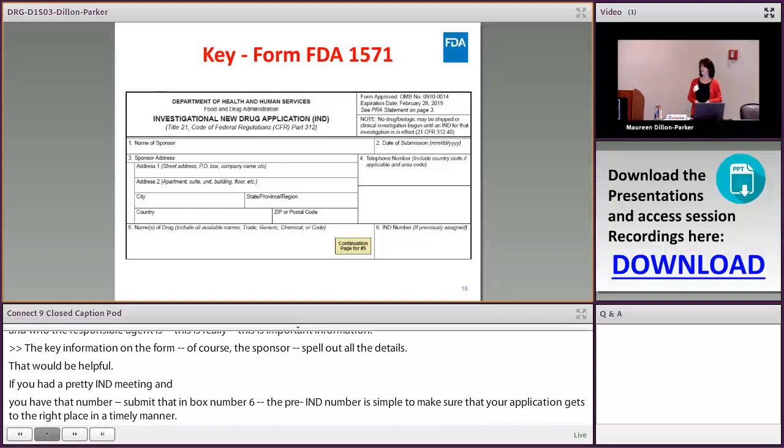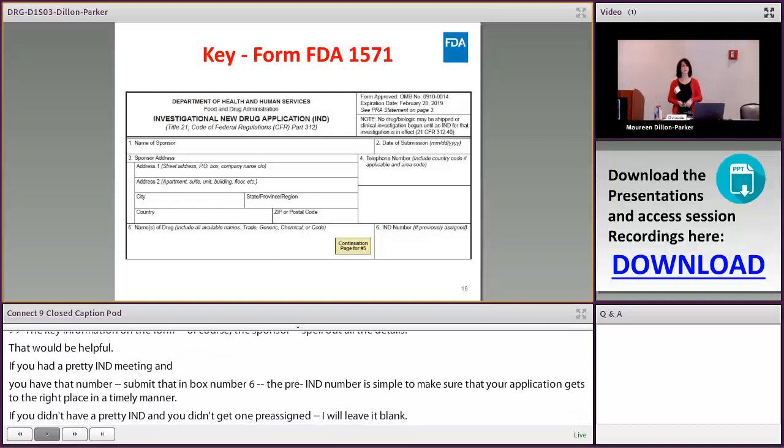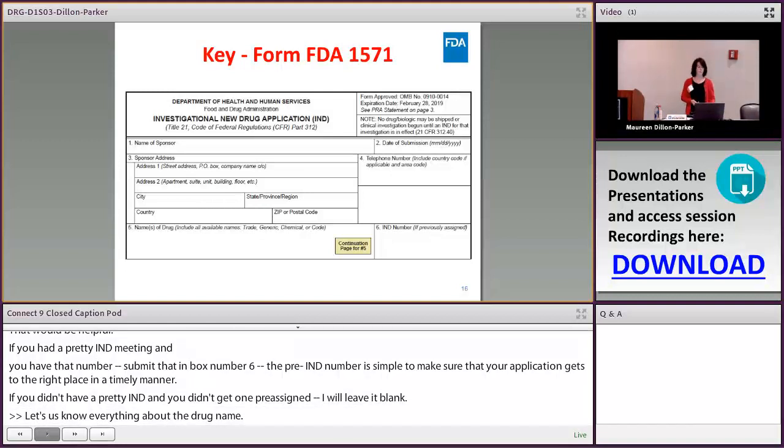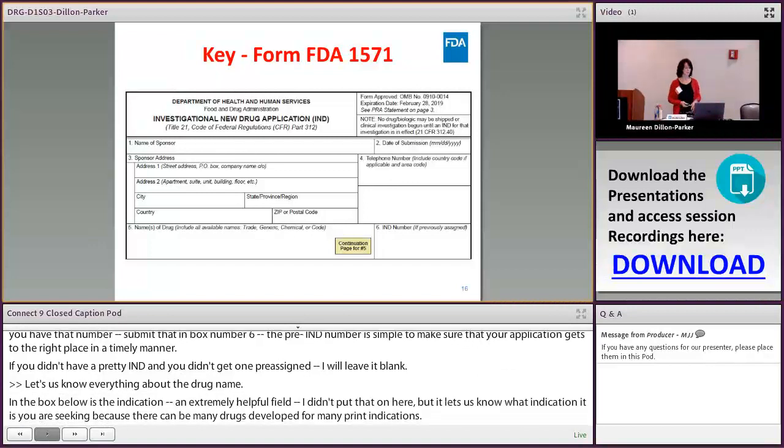Let us know everything about your drug name. In the box below it, which is actually the indication, an extremely helpful field, and I'm sorry I didn't put that on here, let us know what indication you're seeking, because many drugs are developed for different indications, and by just a drug name we can't determine which review division an application might go to, so make sure that you provide us with that.